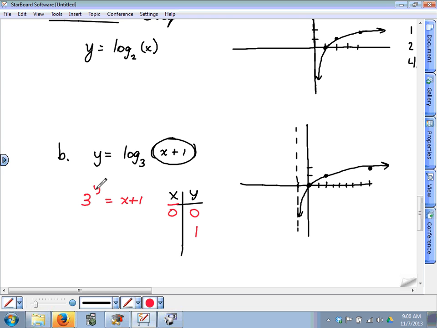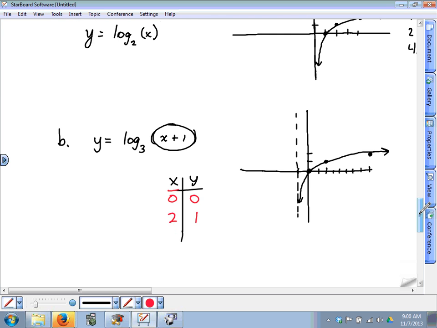What's 3 to the first power? So now you'd have 3 equals x plus 1. If you subtracted 1, you would get x is equal to 2. So you end up with the same points, right? I've seen a lot of teachers teach it that way. It's not a bad way.